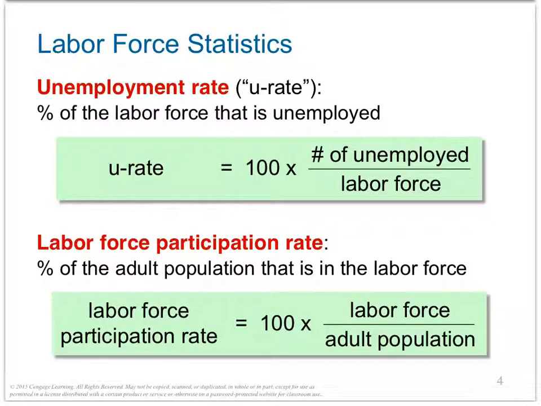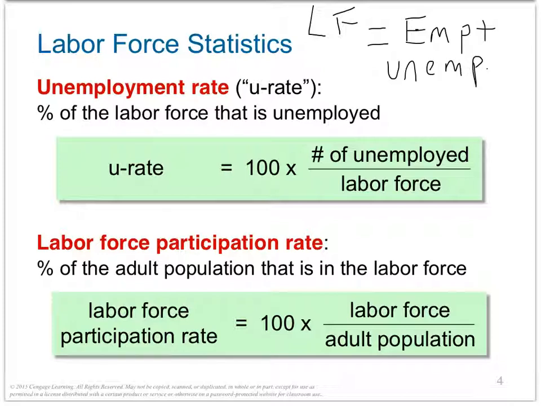Once the BLS has placed all the individuals covered by the survey in a category, it computes various statistics to summarize the state of the labor market. Let's first start with what the labor force is. Labor force, which we can symbolize with LF, is equal to the sum of employed people plus unemployed people. And the BLS defines unemployment as the percentage of the labor force that is unemployed.